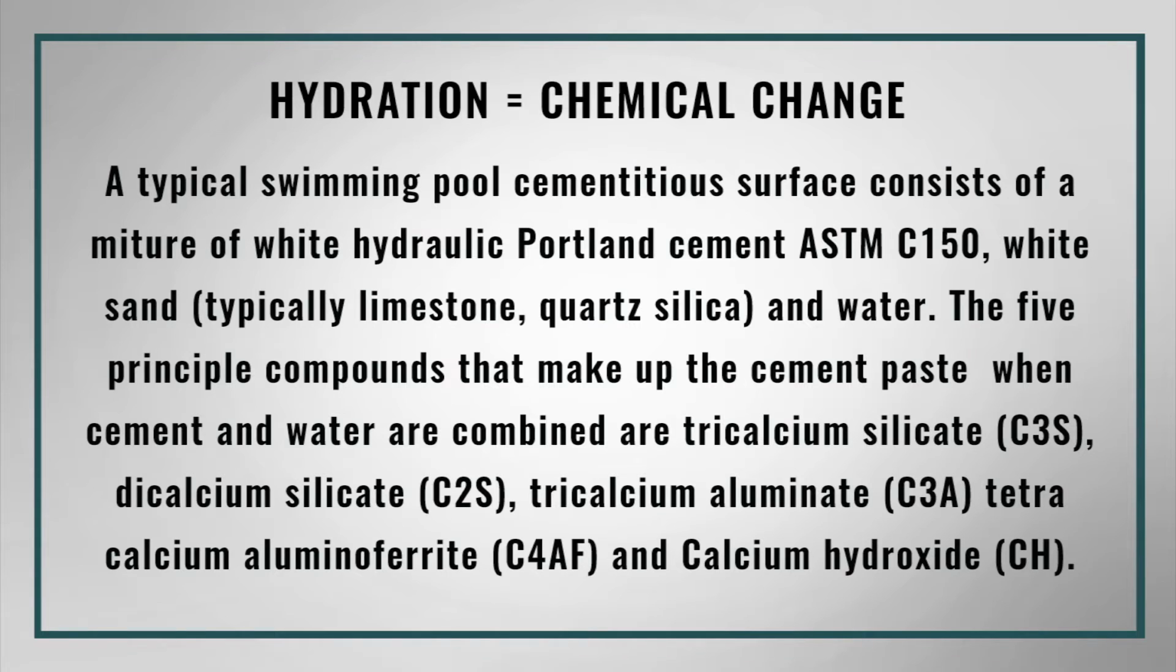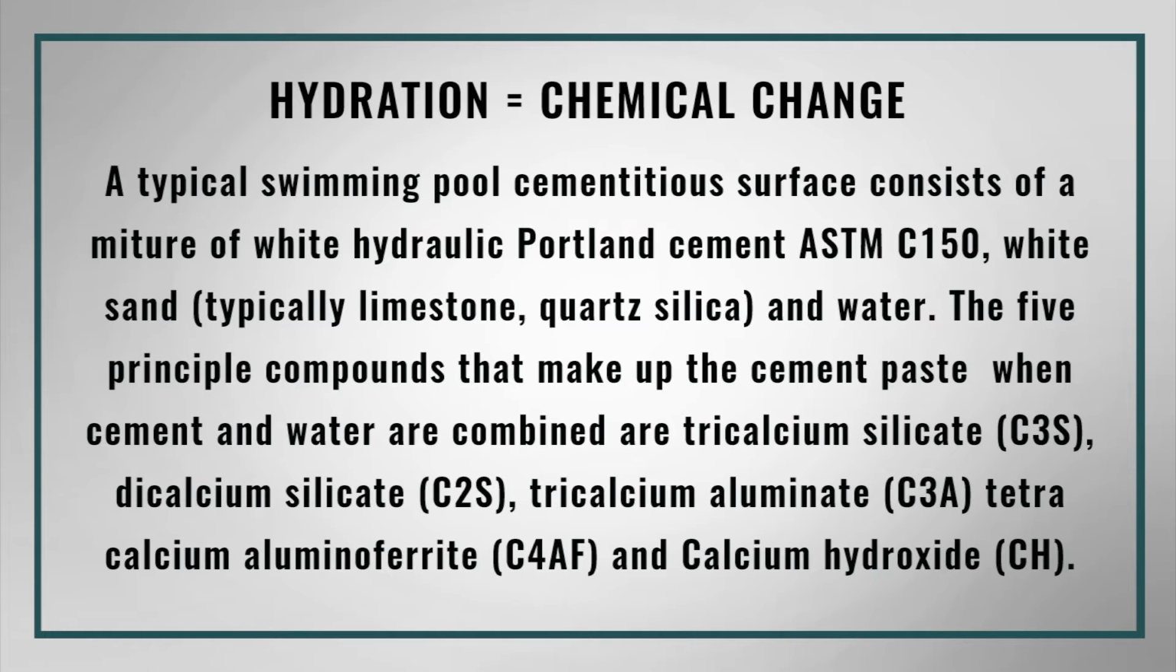Right now we're going to read this together and understand what's going on and what's evolving with this pool plaster product itself. It says hydration equals chemical change. Very, very important to understand. A typical swimming pool cementitious surface consists of a mixture of white hydraulic Portland cement, white sand, typically a limestone carbonate like in most pool marble plaster jobs, or sometimes it's replaced with a white quartz silica, and water. There are 5 principal compounds that make up the cement paste when water and cement are combined.